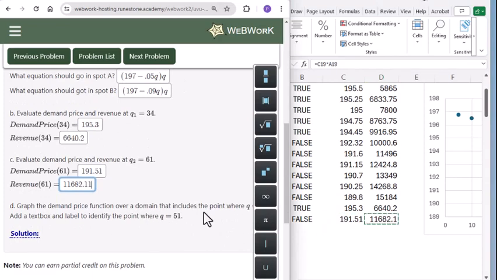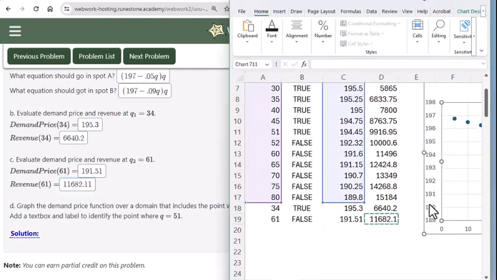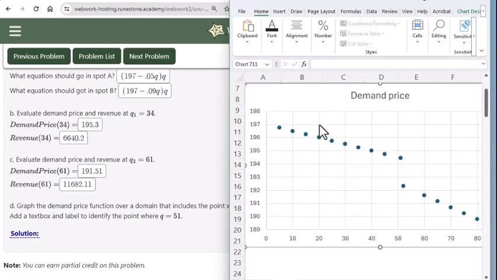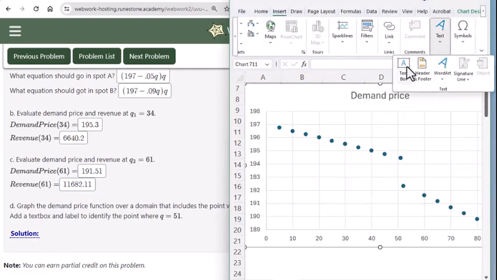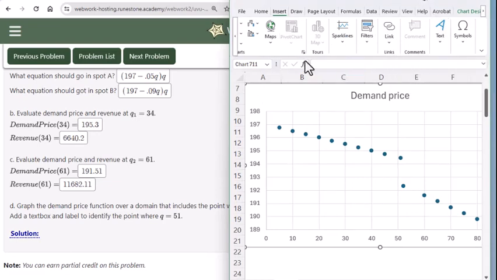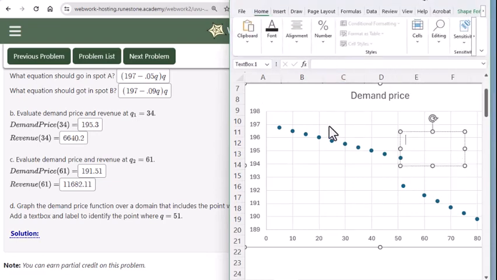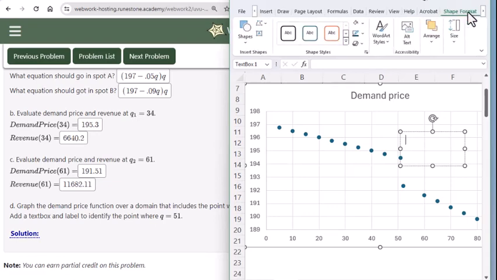Graph the demand function over a domain. That's what we did here. Except, let's go ahead and put in our text box. And again, you don't have to turn in this graph. This is mostly for you and your Excel skills. Let's format the shape.